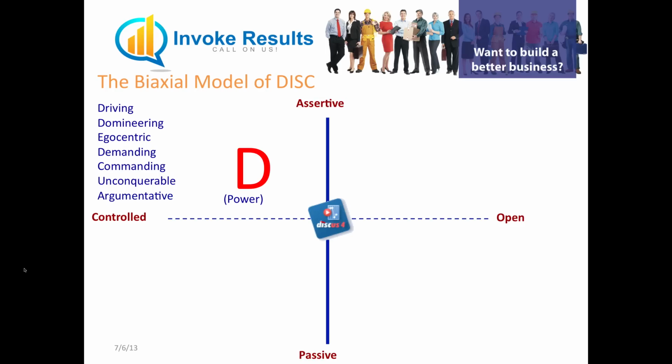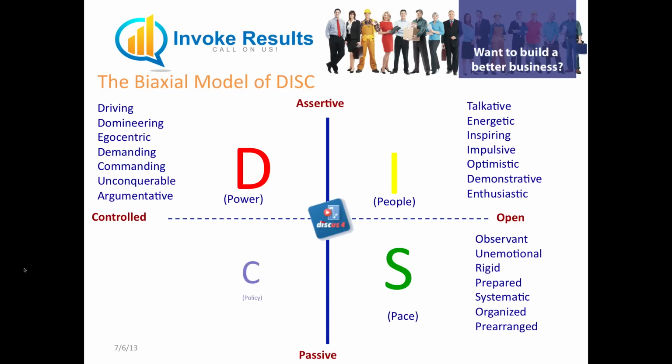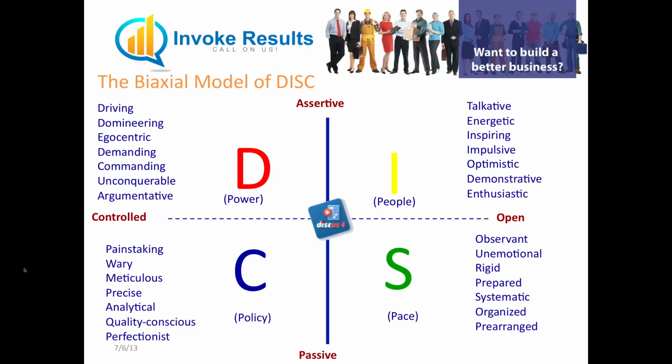So if we take a look at where the four factors fit on this scale, we can see D, I, S, and C. So we can see that D, dominance, with the word dominance, you'd expect they're all about power. So they tend to drive forward, they're domineering, egocentric, demanding, quite commanding, and very assertive, taking action. And their decisions are based around facts.